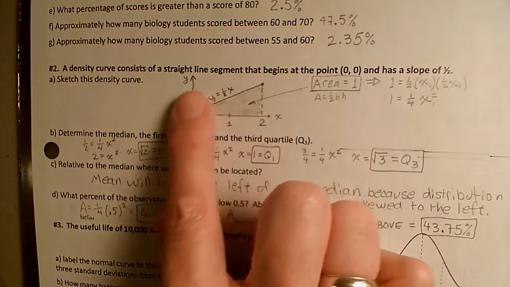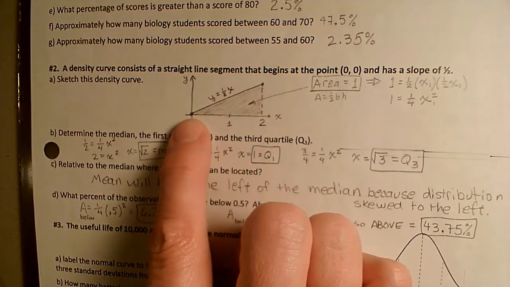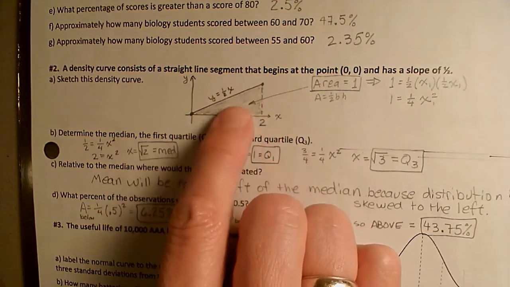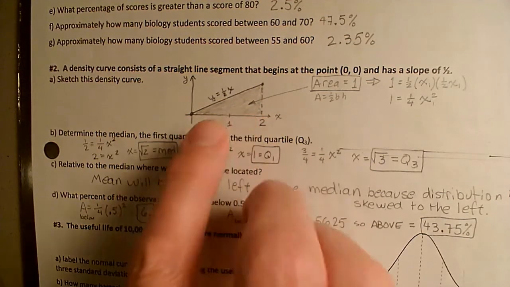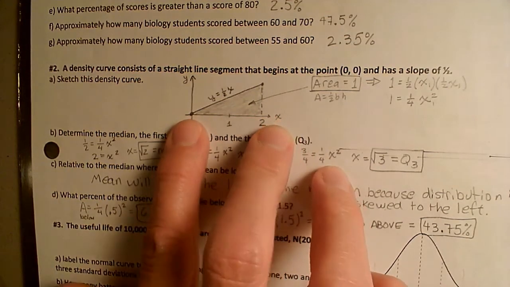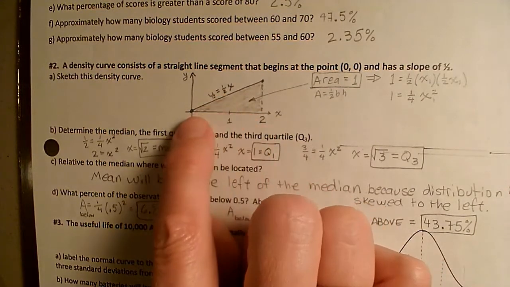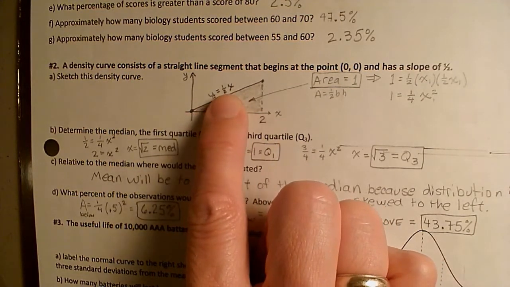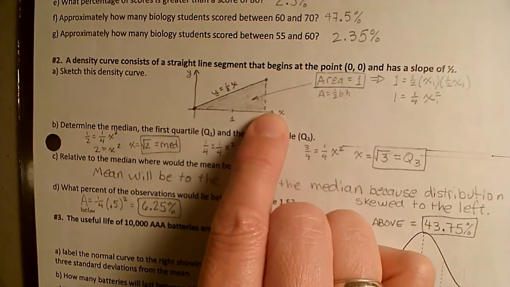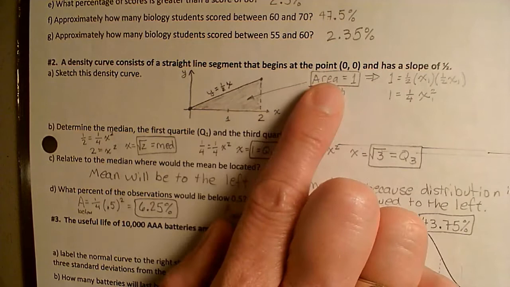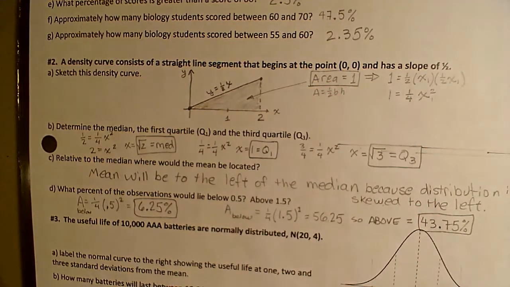And so I know that this picture sort of looks like this, because if I go out to 2, I know that the area of that triangle will be 1. So I know that this has to be the density curve. I have to go out to 2. If you just think about it, if x is 2, then y is 1. And so I've got a right triangle. And so the area of that triangle is 1, like I need the area under the density curve to be.